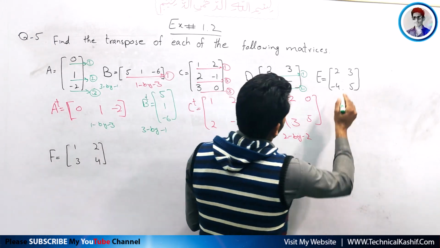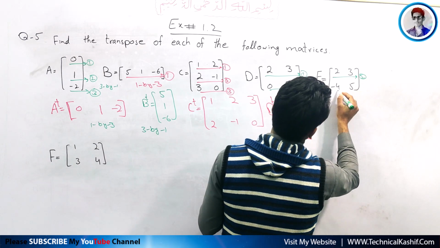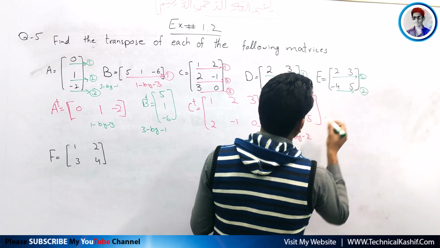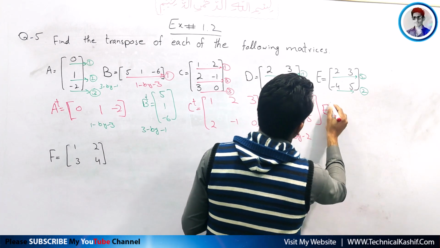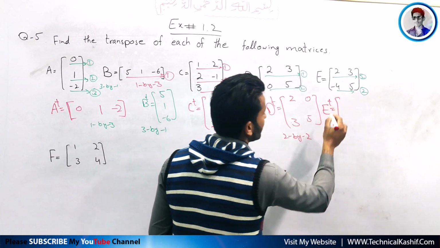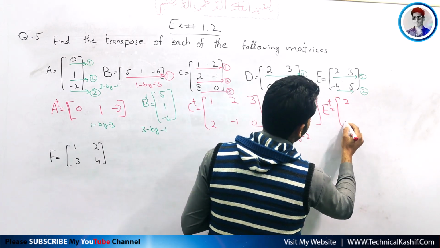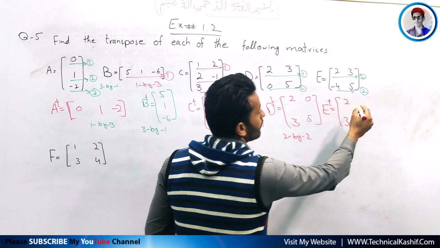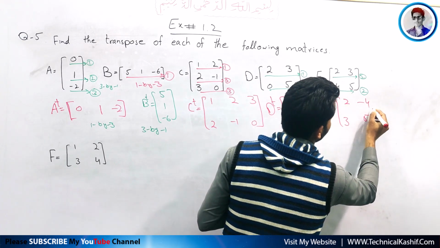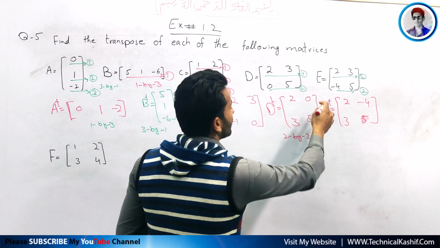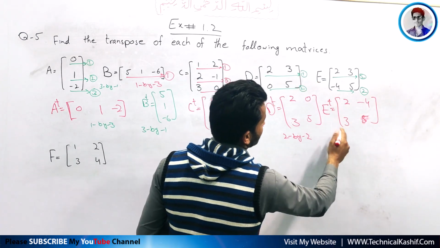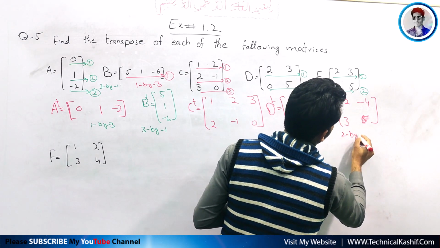Same here in the next one, having rows 2 and columns 2, so its rows change into columns. E transpose is equal to first row changes into first column 2 and 3, and second row -4 and 5 changes into second column. So it becomes the transpose of matrix E having order 2 by 2.